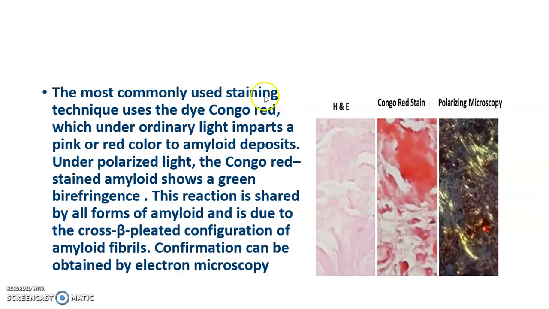The most commonly used stain for amyloid is Congo red, which imparts a pink or red color to the amyloid under light microscopy. On the extreme left we are seeing the H&E stained slide giving pink color to the amyloid, and this is the Congo red stain giving red color, and on the extreme right hand side you are seeing the green birefringence of the amyloid under polarizing microscopy.